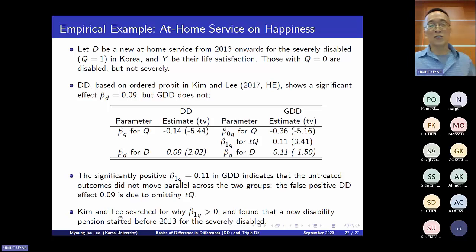And we searched for the reason why this is positive, why this satisfaction trend for the severely disabled people went up. And then we found out that a new disability pension started a little before the treatment started. So because of this, this common trend violation occurred, which we were able to capture by using generalized DD relative to usual DD.